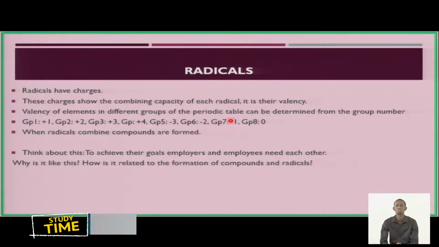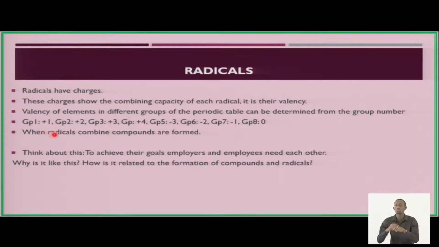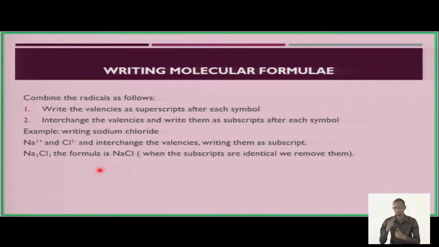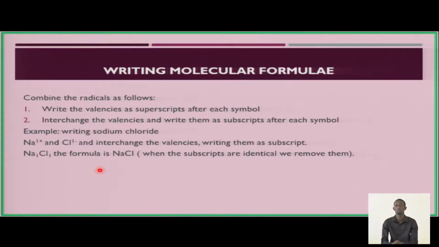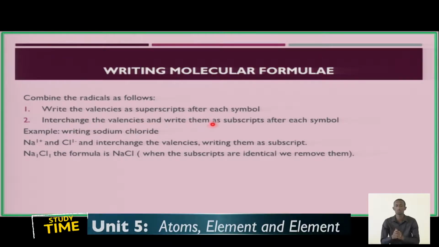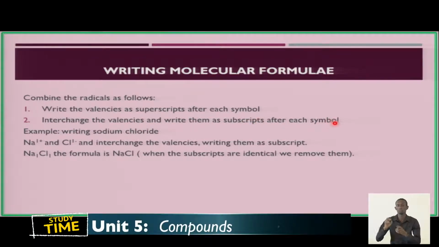Now, how do we form compounds? We know that when radicals combine, compounds are formed. But how do they combine? We go to the next slide to see how they combine. Writing molecular formula of compounds. Well, how do we proceed? We combine the radicals as follows. First, we write the valences as superscripts after each symbol. And second, we interchange the valences and write them as subscripts after each symbol.